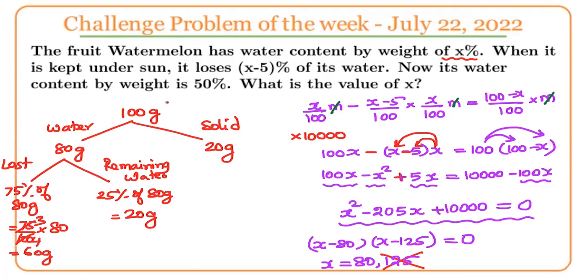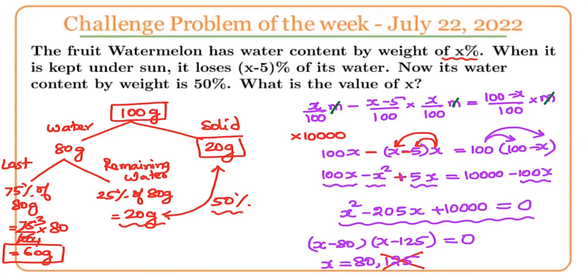Now, what has happened is the original fruit, 100 grams of weight, lost water. It lost 60 grams of water when it was exposed to sun. And so there is 20 grams of water remaining. And notice that this 20 grams of water is exactly equal to the 20 grams of solid. That means these two are 50% each.